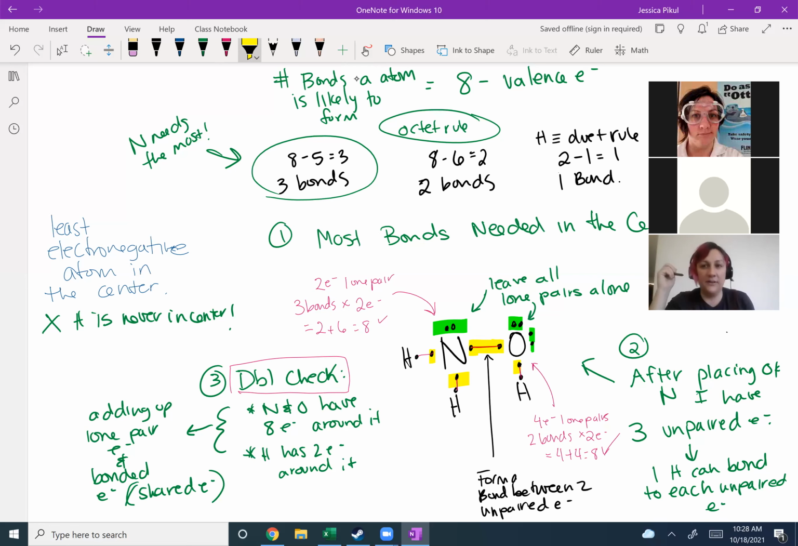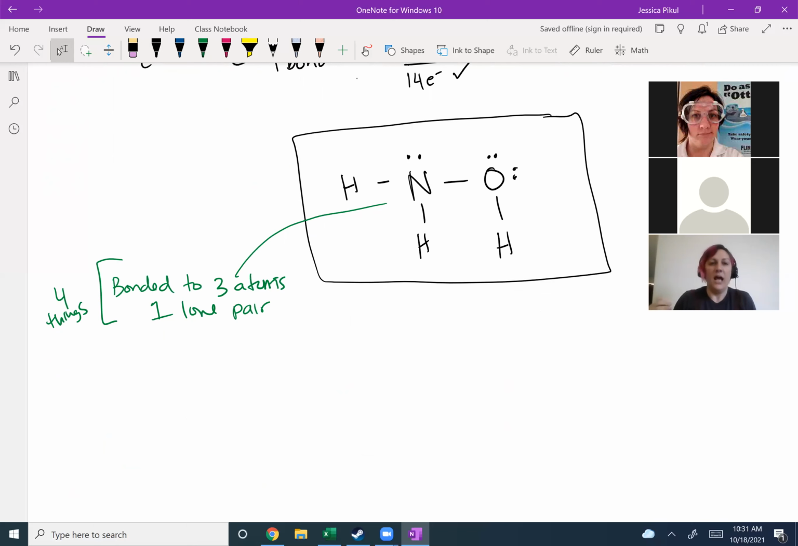So these 4 things will repel each other, because they all are balls of essentially negative charge, right? The electrons are all negative, and so they're going to repel one another, like charges repel. And so they're going to arrange themselves around that nitrogen so they're as far apart from each other as possible.